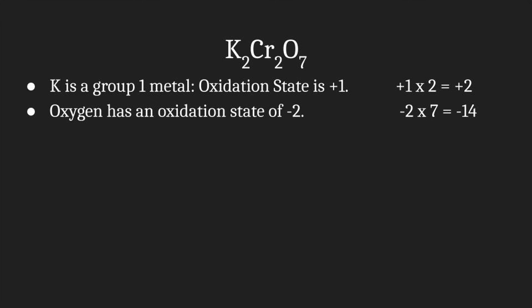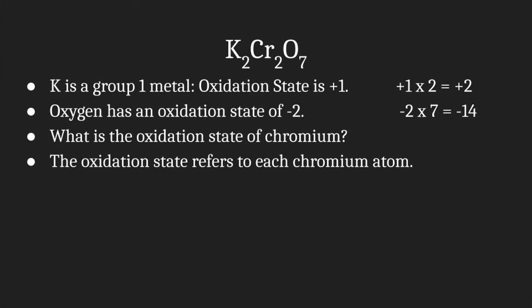For our next example, let's look at K2Cr2O7. Potassium is a group 1 metal, so it will always have an oxidation state of +1. And there's 2 of them, so that gives us +2. Oxygen will have an oxidation state of -2 because there's no fluorine and this isn't a peroxide. So we do -2 times 7 since there's 7 of them to give us -14.